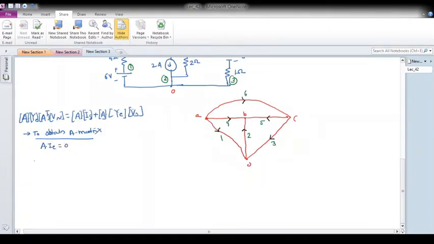So at node A, what will be the elemental current? IE1 plus IE4 plus IE6, which is equal to 0. Okay, because all are outgoing currents, you can see here. Right? At node B, one is incoming, this is also incoming, this is also incoming. So at node B, what will be the currents? Minus IE2, minus IE4, minus IE5, which is 0.